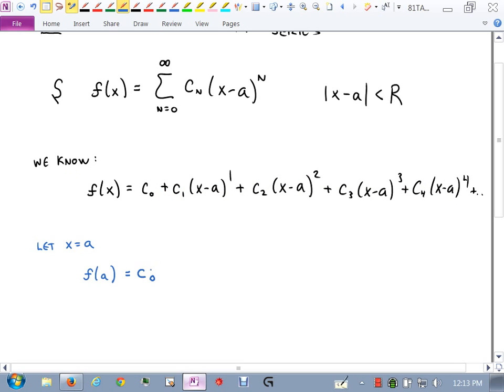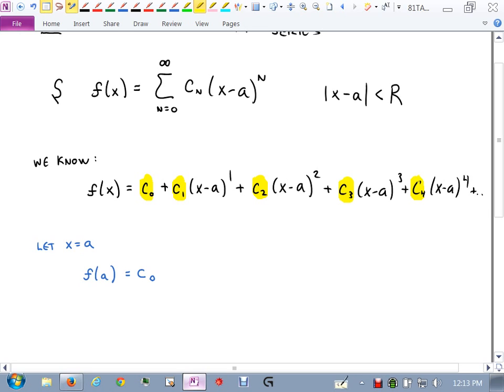Wait a minute. You don't know what this is, right? That's what we're asking. We're saying, what are these constants? If I give you an arbitrary function and say write out its power series, is there a way to come up with these numbers?